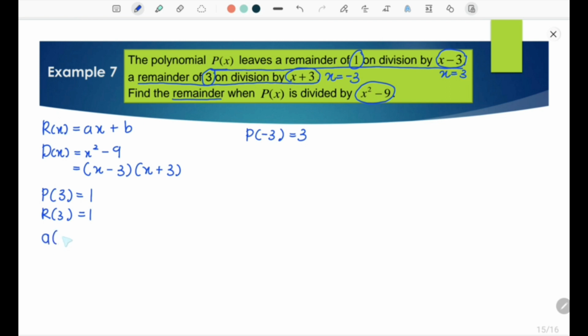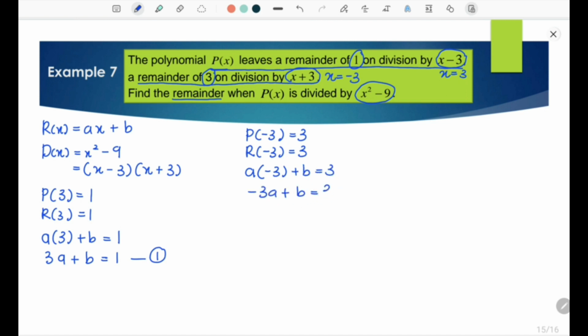So we have a times 3 plus b equal to 1. So we have 3a plus b equal to 1 as the first equation. Next, for p(-3) equal to 3, I'm going to write r(-3) equal to 3. So we're going to substitute x equal to negative 3 in this r(x). So we have a times negative 3 plus b equal to 3. So negative 3a plus b equal to 3 will be the second equation.